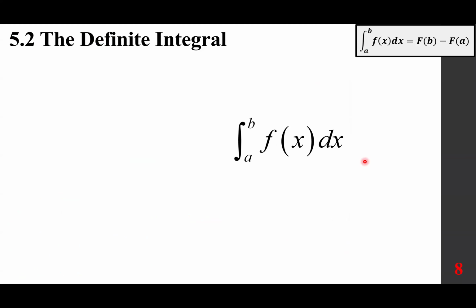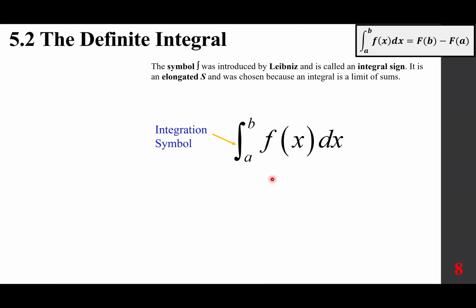So the definite integral. What is the integral of a to b f of x dx? Let's look at each piece. Integration symbol. That is an elongated S. The symbol was introduced by Leibniz and it's called an integral sign. It is an elongated S and was chosen because an integral is a limit of sums.